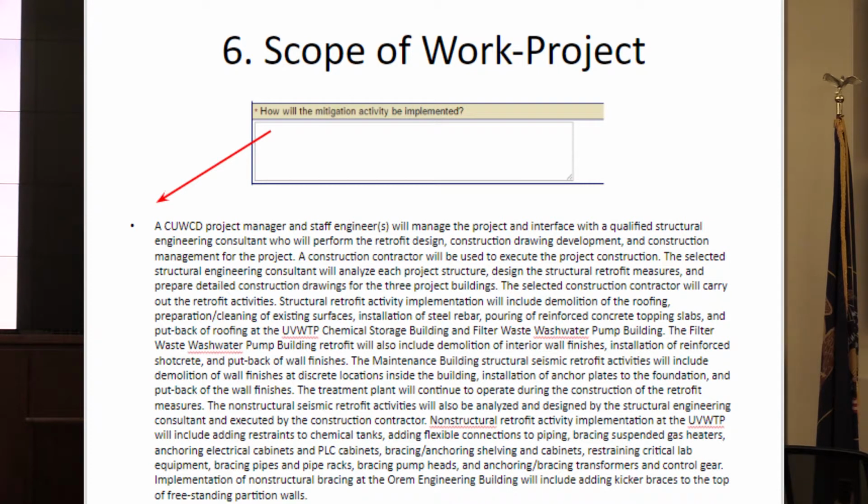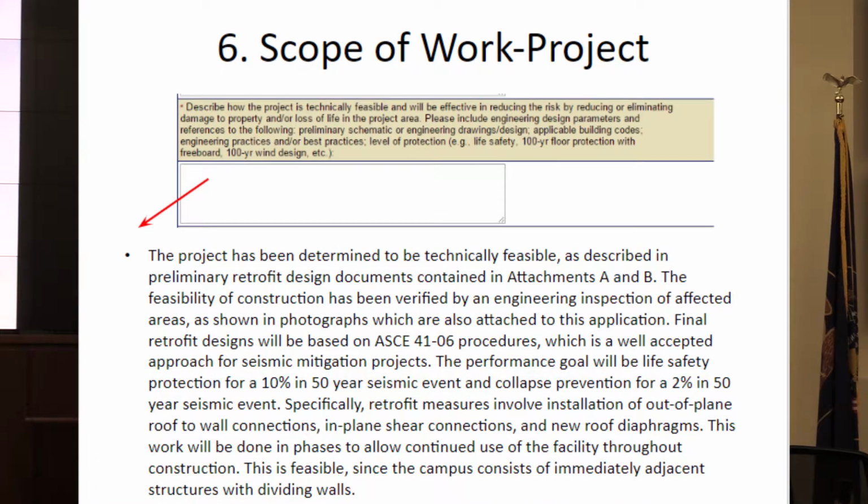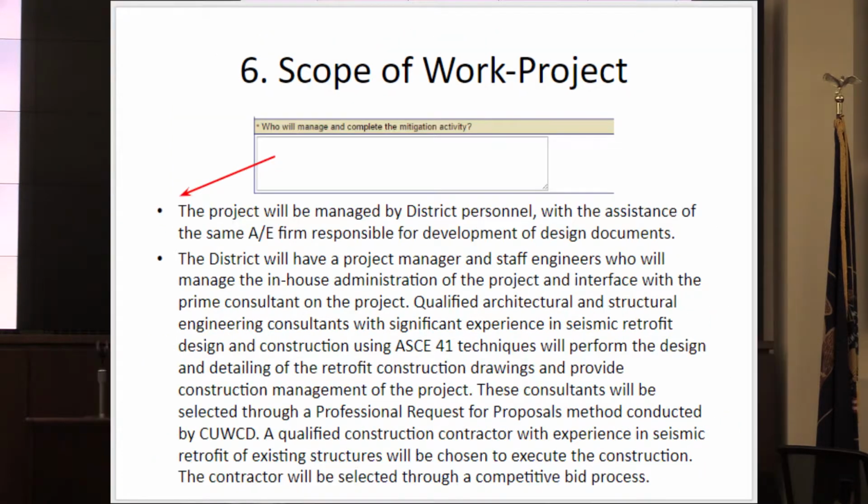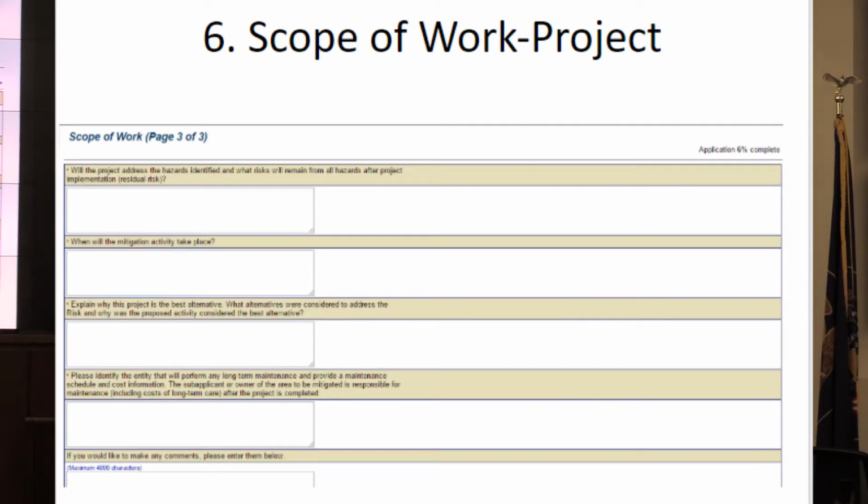And describe how the project is technically feasible and will be effective in reducing the risk by reducing or eliminating damage to property. Read that and then you put your answer in there. So pretty straightforward stuff. Who will manage and complete the mitigation activity? That would be different for everyone. And then page three, you have four questions, and just more of your story.